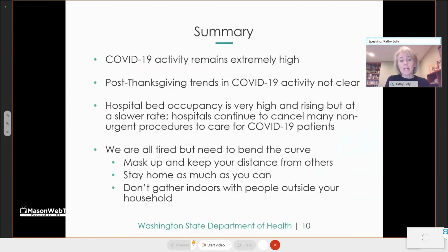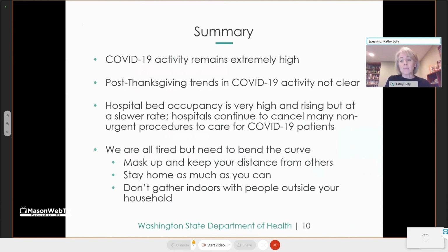So in summary, COVID-19 activity does remain extremely high here in Washington. And unfortunately, we don't have quite enough data yet post-Thanksgiving to really feel confident about the current trajectory that we are on post-Thanksgiving. So that current trajectory is just not 100% clear yet. Hospital bed occupancy is very high, as I just showed you, and is rising, but at a slower rate. So we think that that's a positive signal in the data.